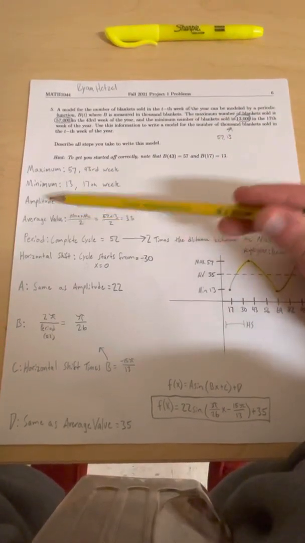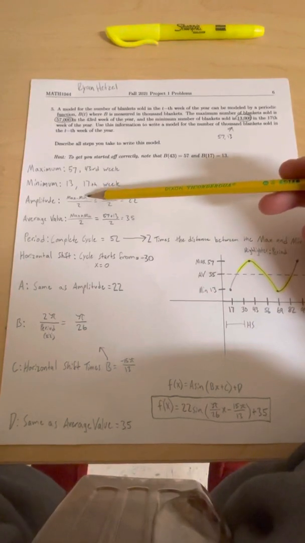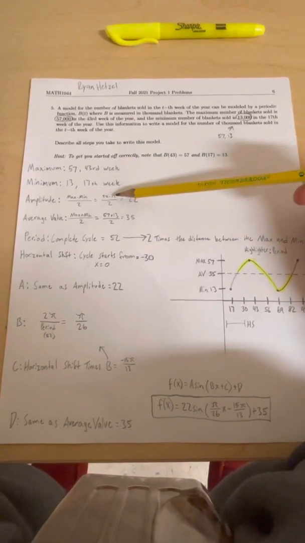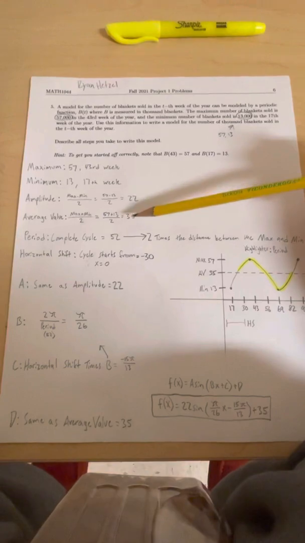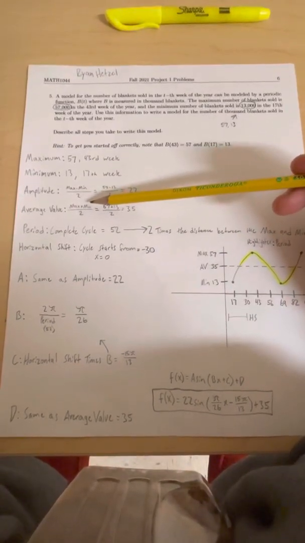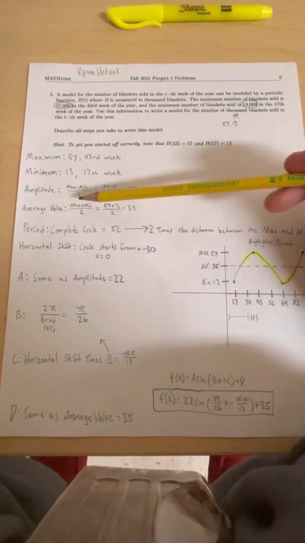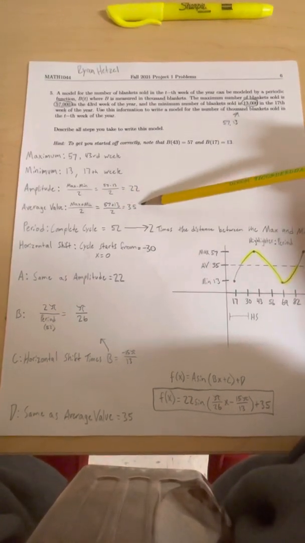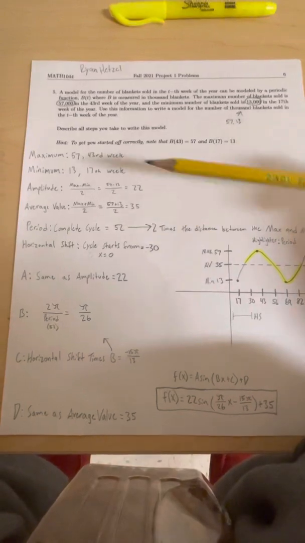Next, get the amplitude: take the maximum minus the minimum, divided by 2. Here's the work shown, and we get 22. The average value is the max plus the minimum, divided by 2. Here's the work, and we get 35.